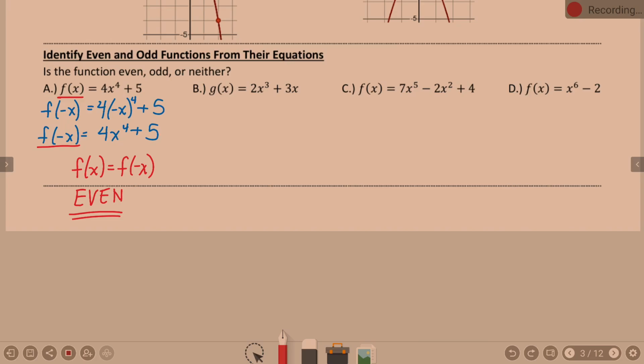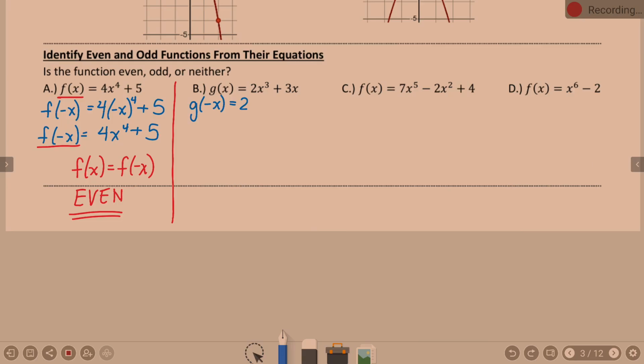Okay, let's try B. With B, I'm going to start the same process over again. I always test even first, no matter what I think is going to happen. Because half of that even test, I'm going to need to do my odd test. So, they give me g of x. First thing I'm going to try and find is g of negative x. So, every place I see an x, I replace it with negative x.